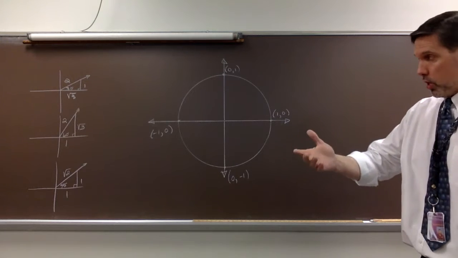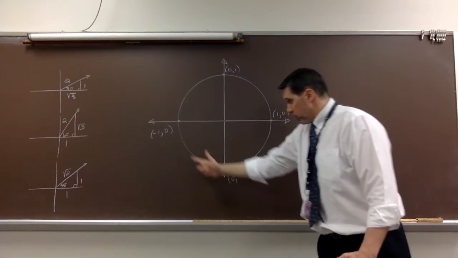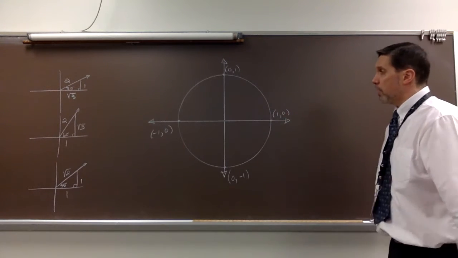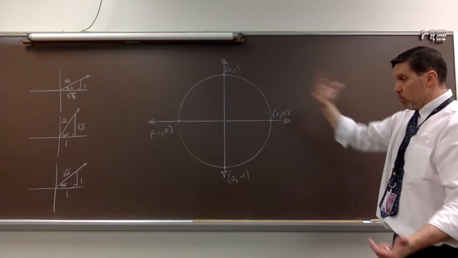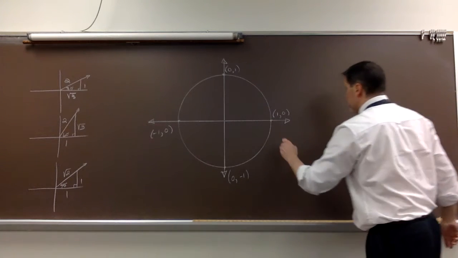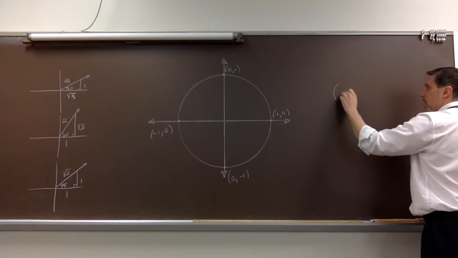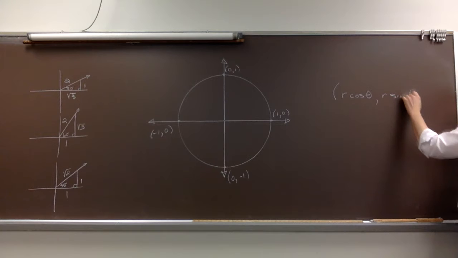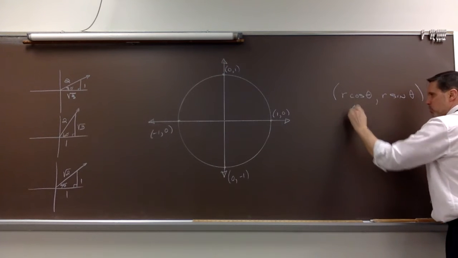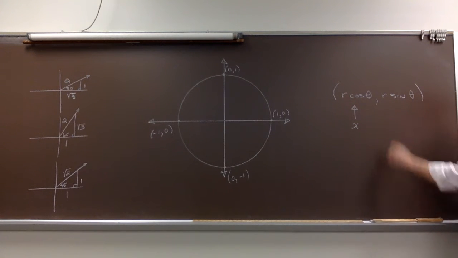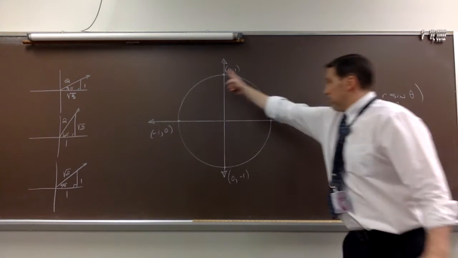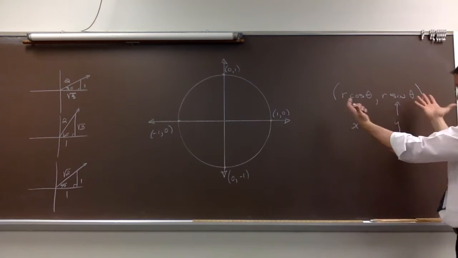Now, what we said in general is that any circle centered at the origin, it doesn't have to necessarily be a unit circle, of radius r will have an ordered pair of r cosine theta, r sine theta. In other words, the x-coordinate will be r cosine of theta, the y-coordinate will be r sine of theta. So any point on a circle of radius r can be identified with this simple formula.